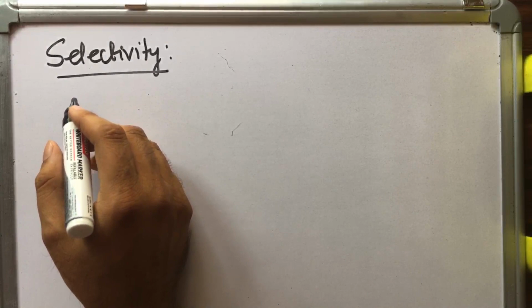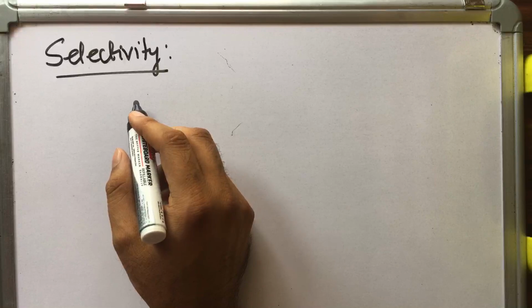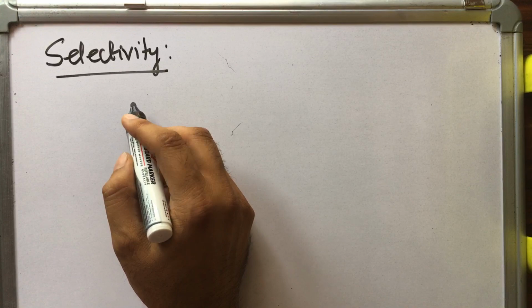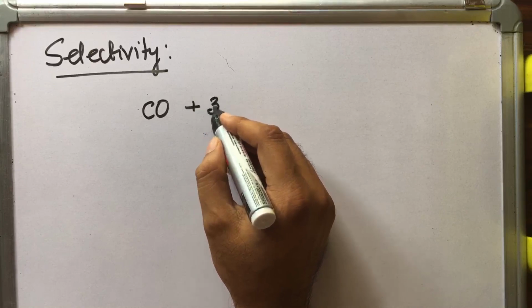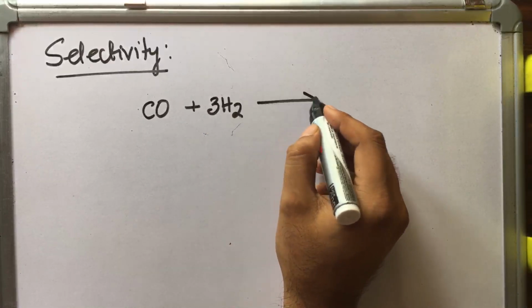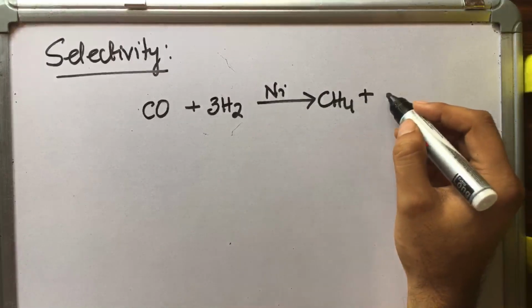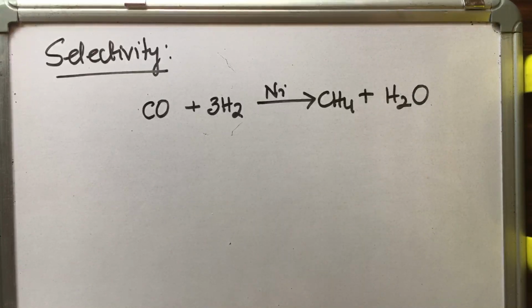So under the concept of selectivity, let me write certain important reactions which you have already studied in your NCERT book, in different chapters, either in first year or in the second year. Carbon monoxide is going to react with 3 moles of H2 in the presence of nickel as catalyst so as to form CH4 plus H2O. You have studied this in the hydrogen chapter of first year. We know that a mixture of carbon monoxide and hydrogen is called syngas, or it is also called water gas.